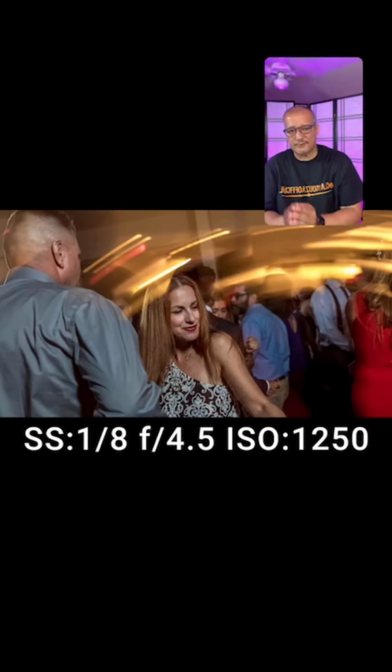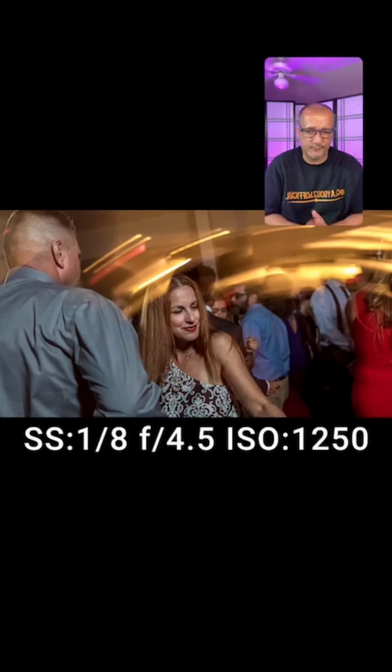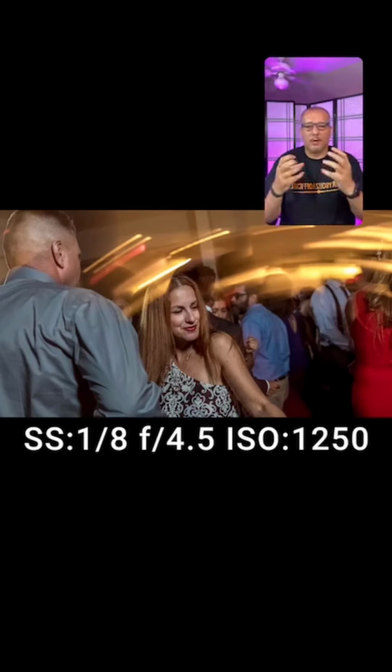And I have another one here that I can show you. Let's look at this one, for instance. The couple is in focus and everything is out of focus. But look at the shutter speed on that picture. It's 1/8 of a second, f4.5, ISO 1250. Okay, so I'm using a high ISO to take advantage of the ambient light that I have.